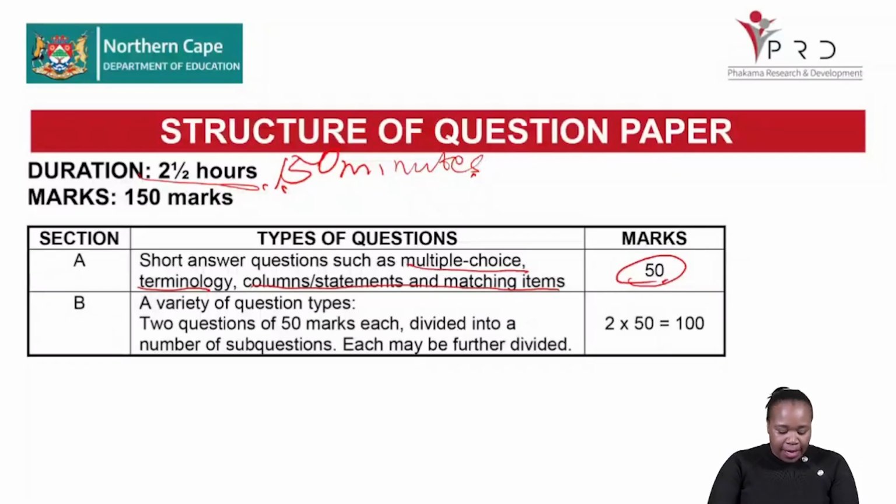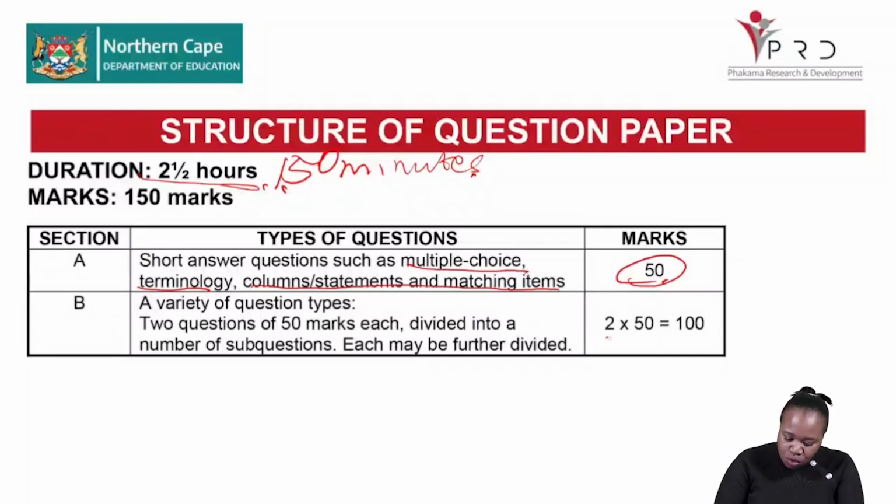Section B, now here we are going to have a variety of questions, which are usually longer questions. We have your investigation questions, your calculations, drawing of graphs, drawing of diagrams, short 5-mark questions whereby you are expected to describe certain processes. So those are some of the things that you would come across here.